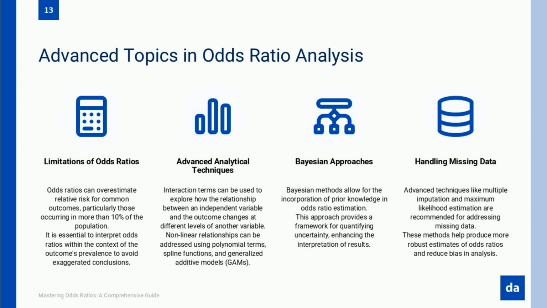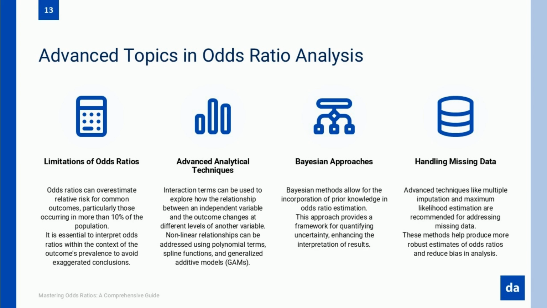This approach involves creating multiple plausible versions of the complete dataset, analyzing each one separately, and then combining the results to account for the uncertainty introduced by the missing data. Another method for handling missing data is maximum likelihood estimation.